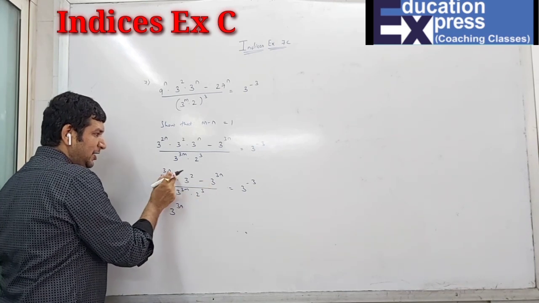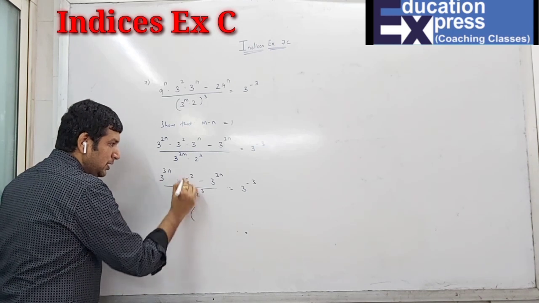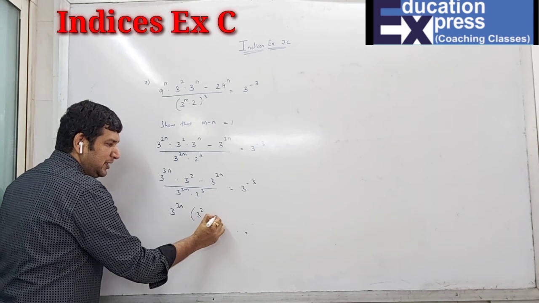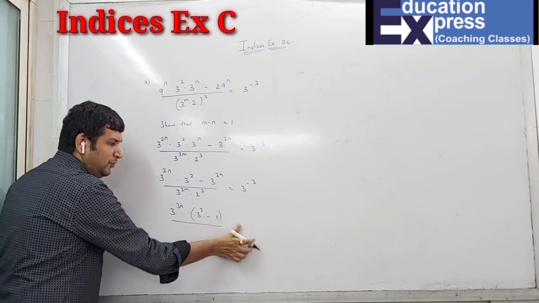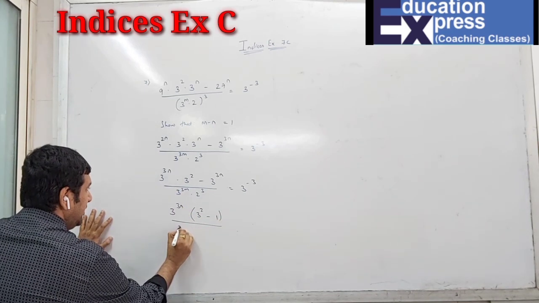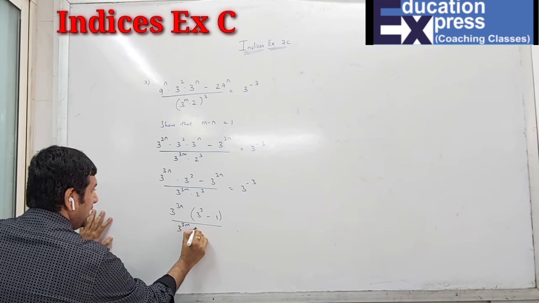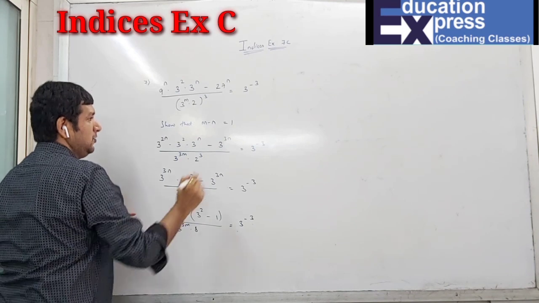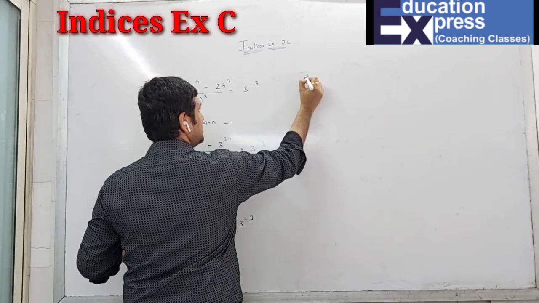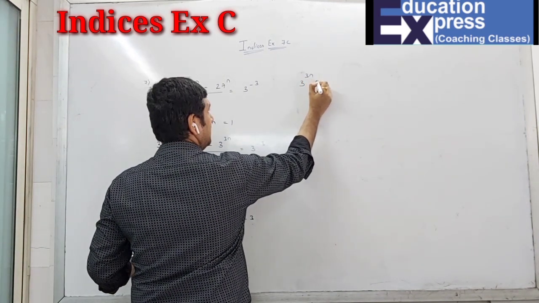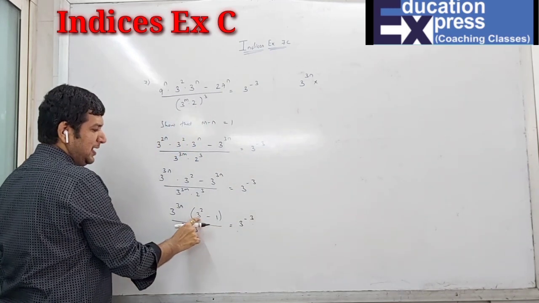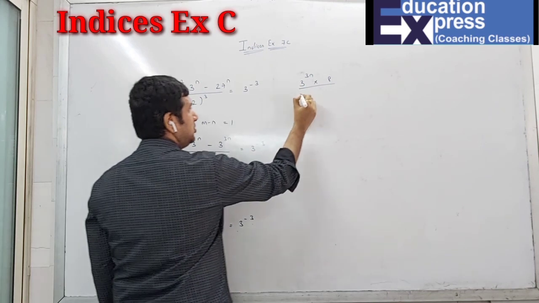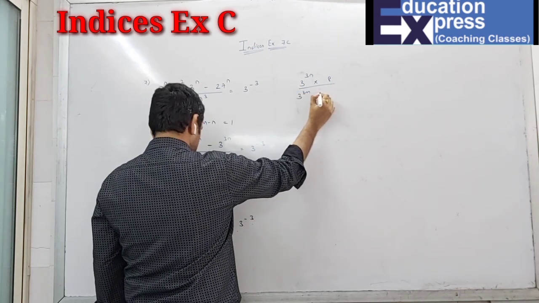So obviously I will take common 3 raised to 3n. Here what is left? 3 square minus this entire thing we have got is common. So nothing is left. So in place of that we can write 1. And here 3 raised to 3m into 2 cube, which is 8, equals 3 raised to minus 3. Now 3 raised to 3n multiplied by 3 square, which is 9, 9 minus 1 is 8, upon 3 raised to 3m into 8.